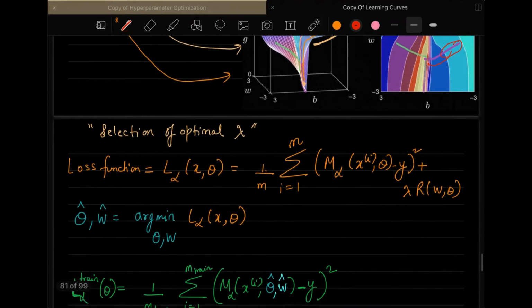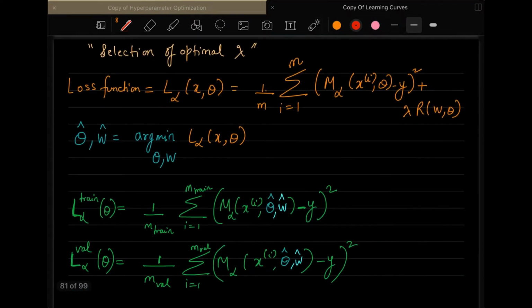Today we will see how to select the optimal value of lambda, like which lambda will be optimal for a particular problem. Again, I am repeating the cost function that we have discussed so many times. This is the original cost function, plus we have this regularization factor. Here lambda is the regularization parameter, and r is the complex function that involves w and theta. Both of them are parameterizable, and I have already discussed some details about it in our earlier lecture.